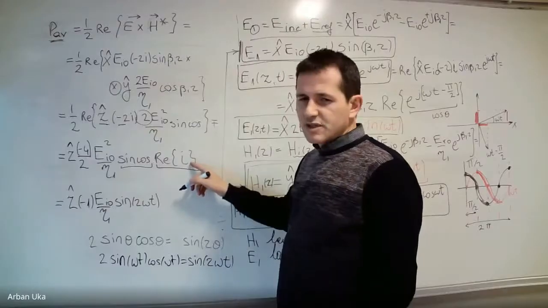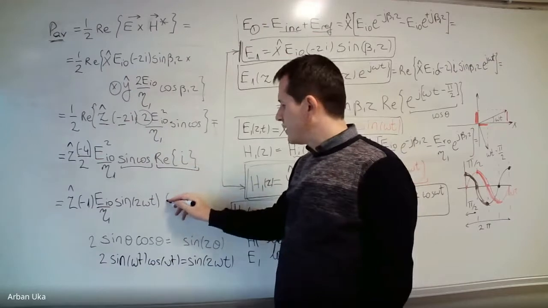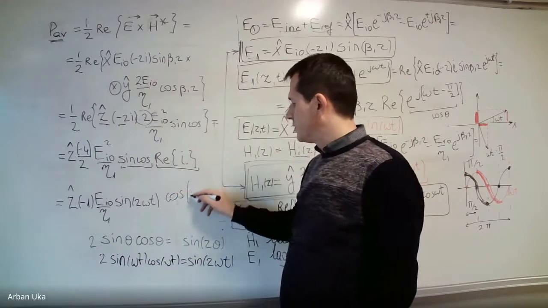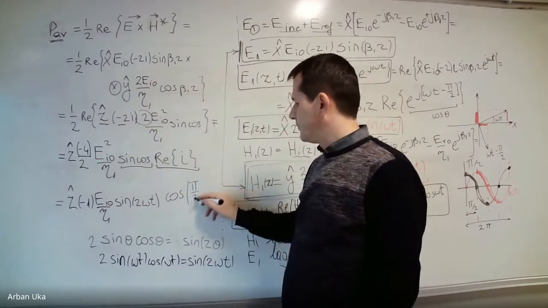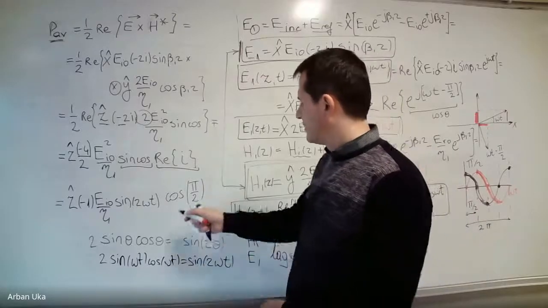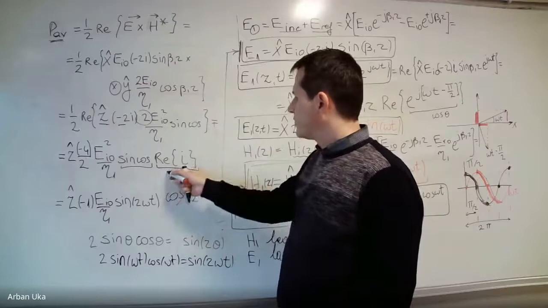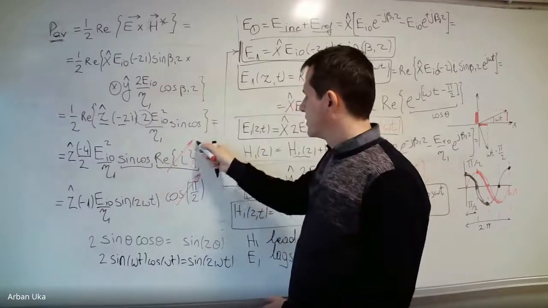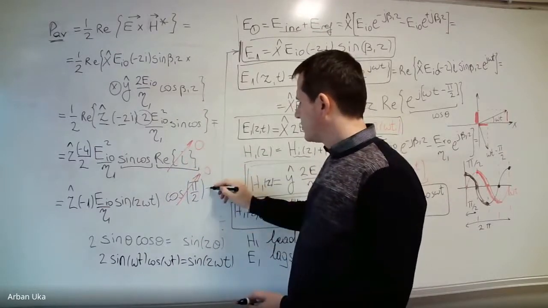Is it cosine pi over 2, or e to the power minus i? It is cosine pi over 2, yes. What is cosine pi over 2? The value is 0. Yes, it's 0. So the real part of I is also 0. So this is 0, 0, this is all 0.